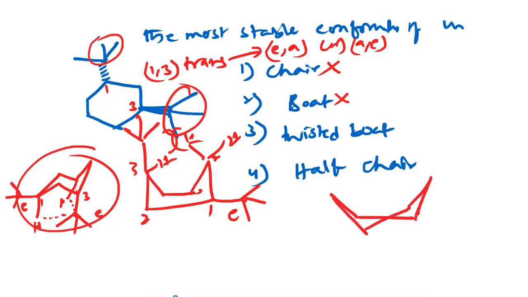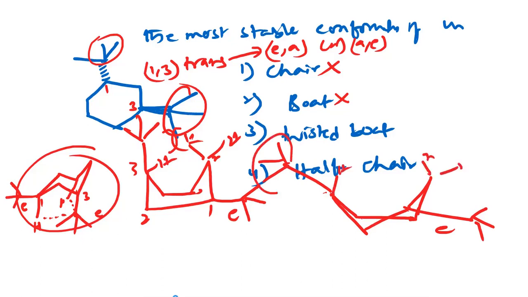Now this is the twisted boat. You can take one equatorial and one axial group like this. Due to the twisting, you can see those bulkiest groups move completely away from the flagpole interactions. That's why it is the most stable form.